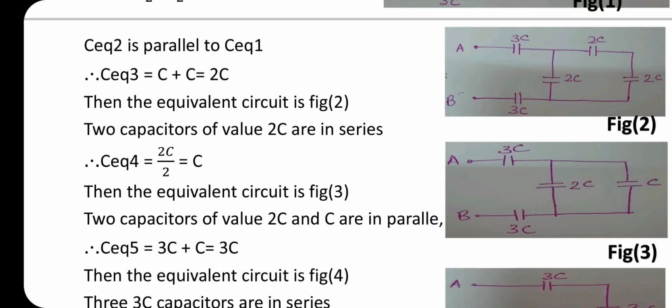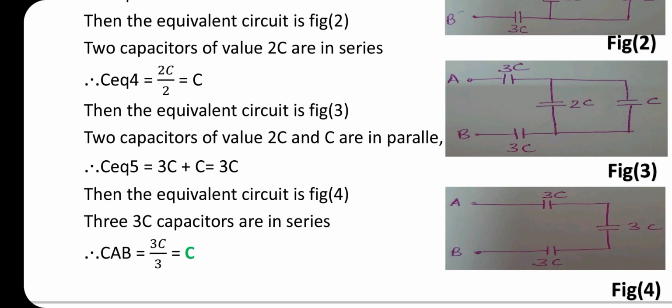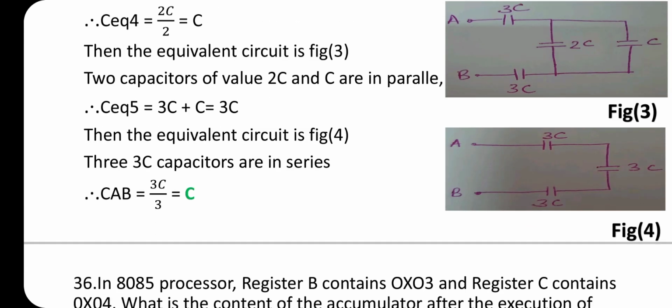C equivalent 4 equal to 2C by 2, that is C by N. Here the value of C is 2C, therefore 2C by 2 equal to C. Then the equivalent circuit is figure 3. Two capacitors of value 2C and C are in parallel. C equivalent 5 equal to 2C plus C equal to 3C. Then the equivalent circuit is figure 4.